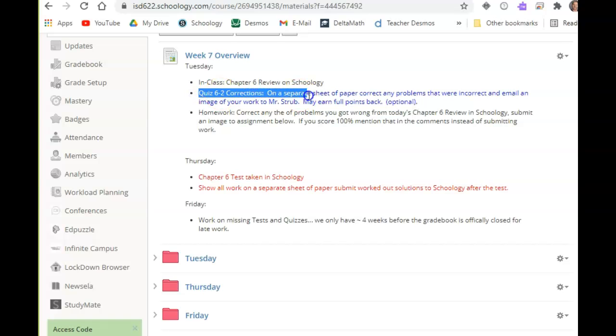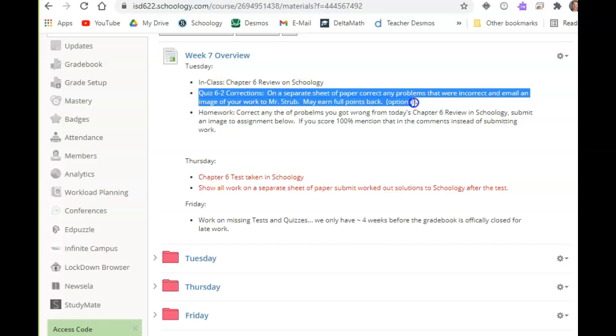Then you have the option of doing quiz corrections. This is optional. You would do that on a separate sheet of paper and correct any questions that were technically wrong on the original quiz. And then you have to email me that work because there isn't a spot in Schoology to submit it. So just say, Strub, here's my 6-2 corrections. I'll look over them. If they look good, then you'll get full points back on that quiz. All right? Some of you still have to take that, though.